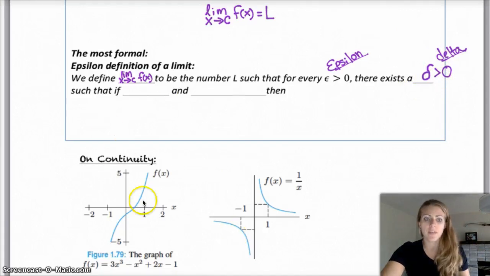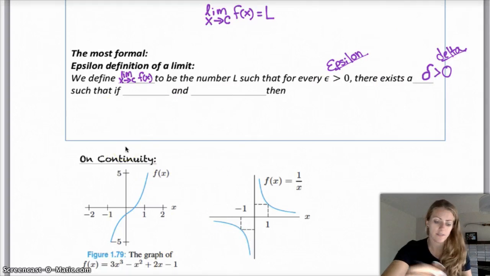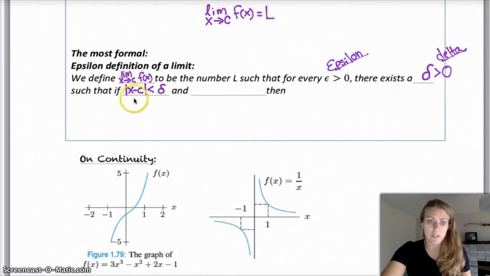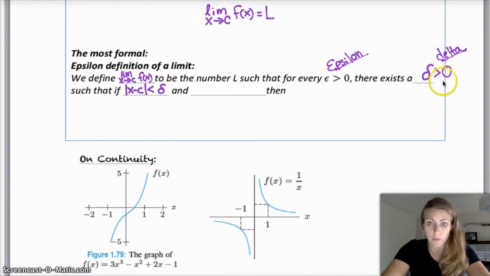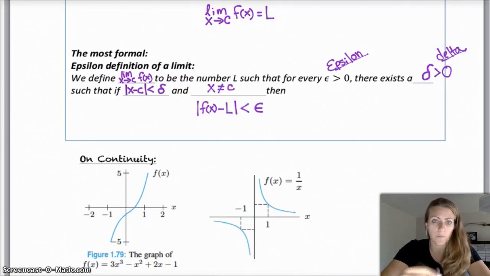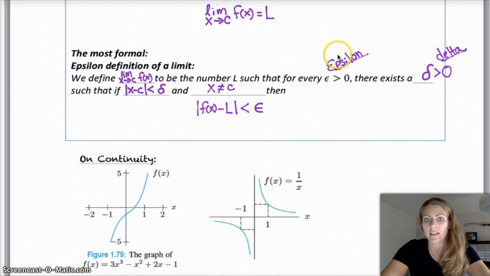such that if the distance, so remember absolute value is the distance, the distance between x and c is less than delta, so smaller than this small number, and x doesn't actually equal c, then we can say that the difference between the function and the limit is less than our small number epsilon, whatever it may be.